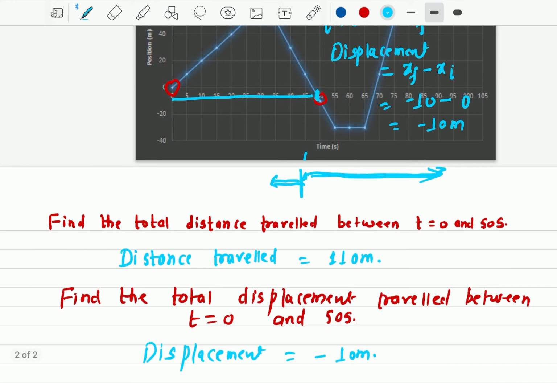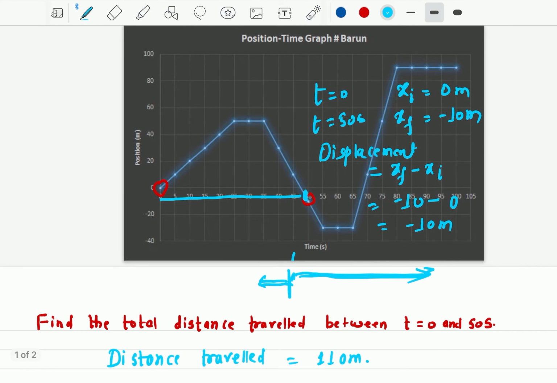Now we're going to find the instantaneous speed and the instantaneous velocity at a certain time. So let's calculate here. Let me erase these things.